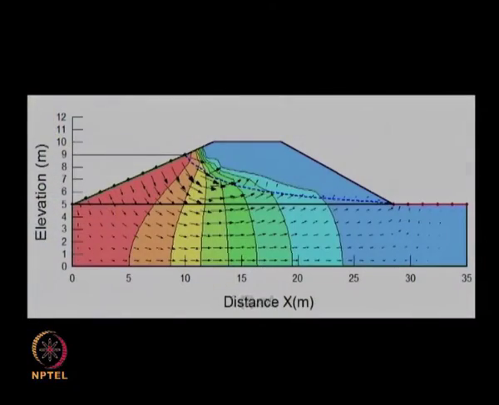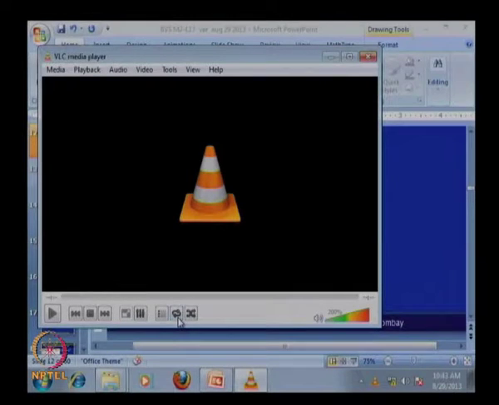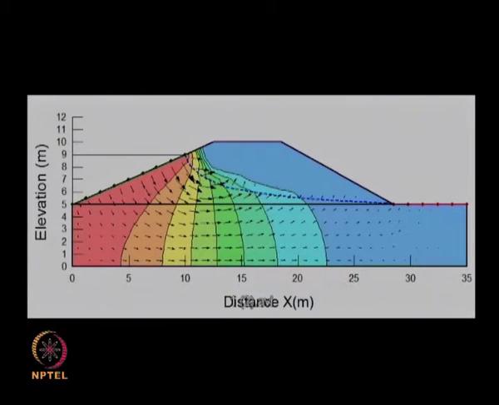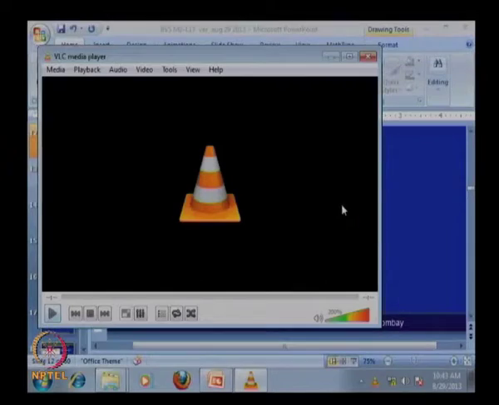So here what we see is that as the head of water progresses, the way it happened in the physical simulation, you can see the progress of the phreatic surface, and these are the flow vectors which are taking place. This shows us how simulations can help us in understanding the flow net behavior and assessing the stability of these structures.